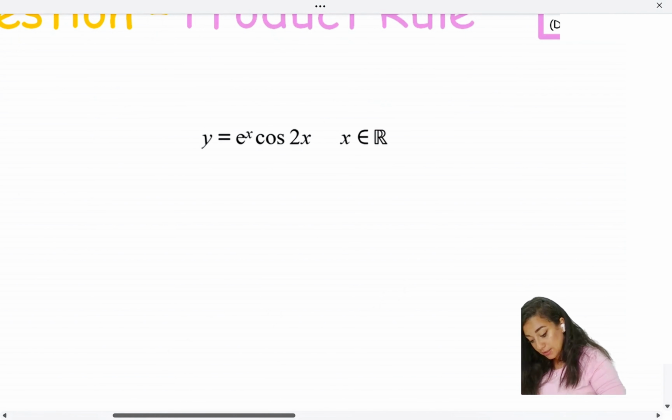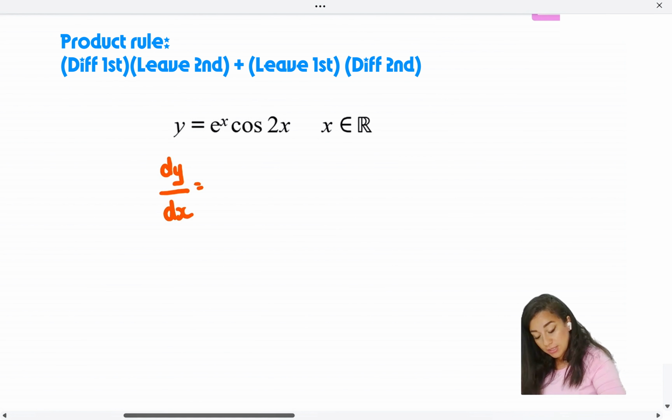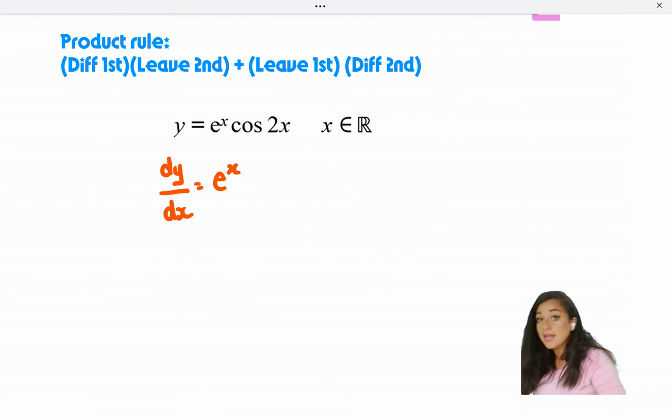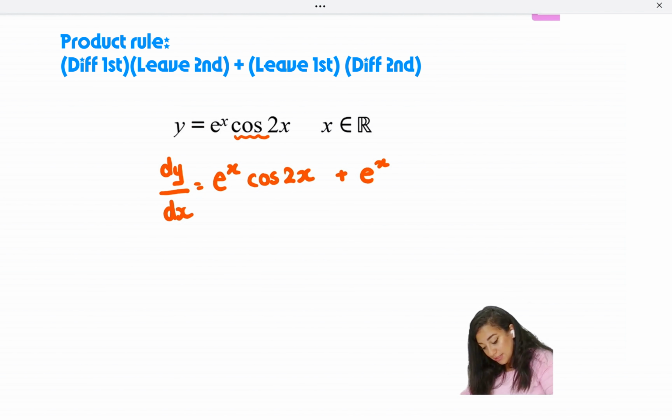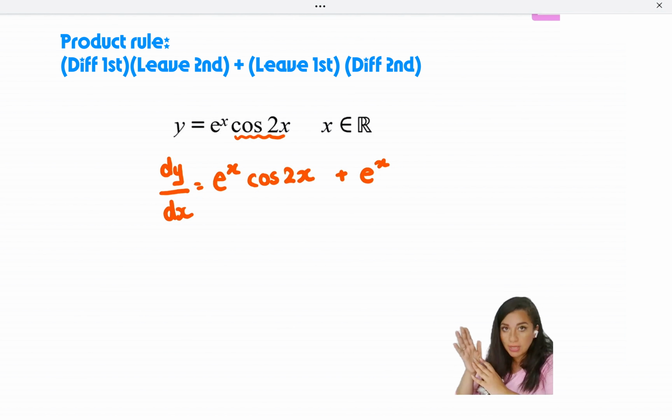So let's differentiate. Differentiate first. When I differentiate e to the power of x, I've got e to the power of x. Leave second, so cos 2x. Plus, leave first, e to the power of x. Differentiate second. So I need to differentiate the second one over here. Now notice, it's not just cos x, it's cos 2x. It's got something inside it. So we're thinking chain rule, okay? The way I do it is I differentiate the outside and then I multiply by the differential of the inside. So how does that look for me?